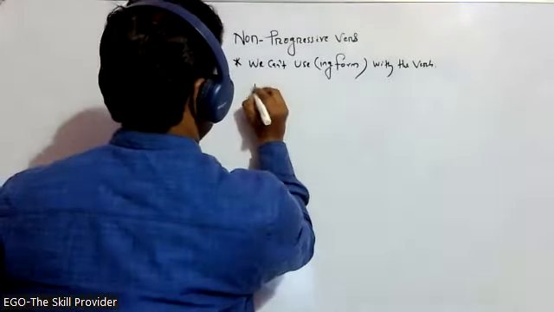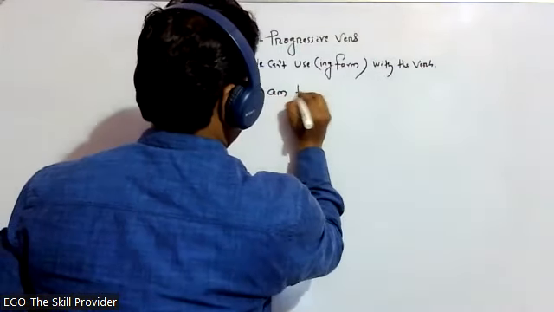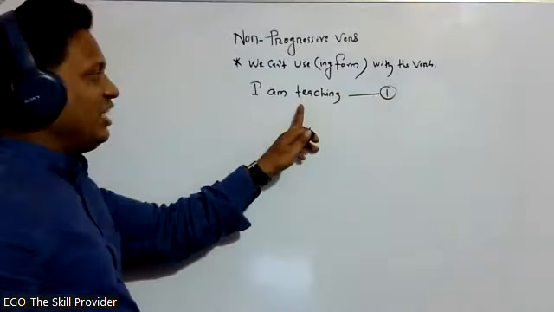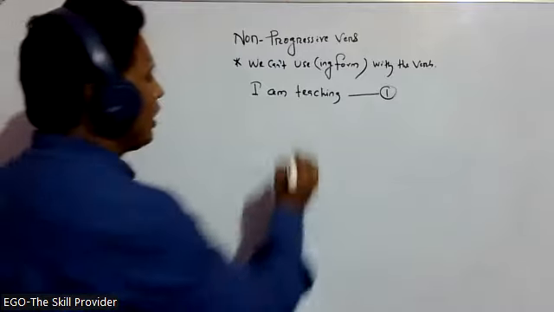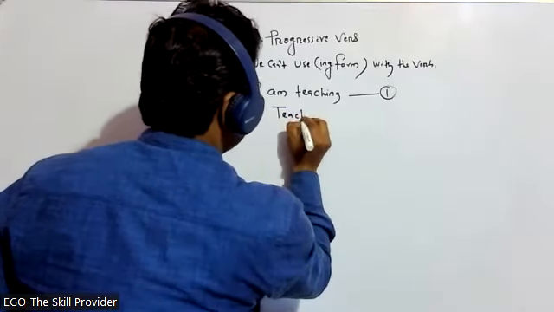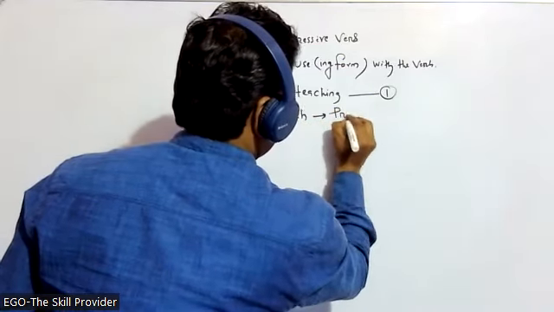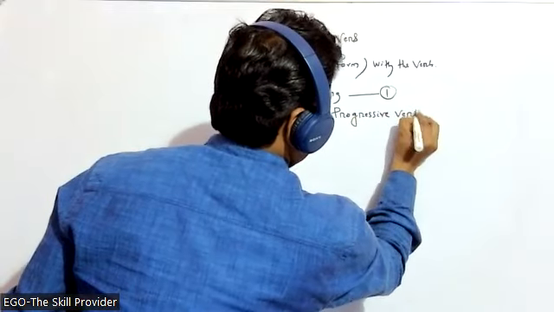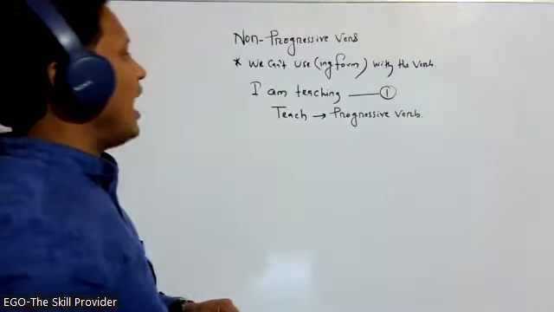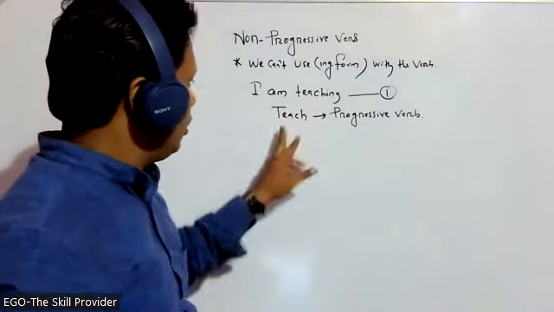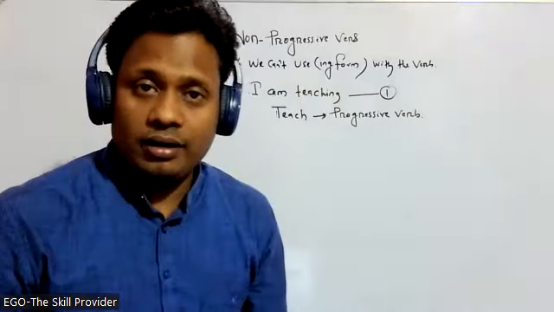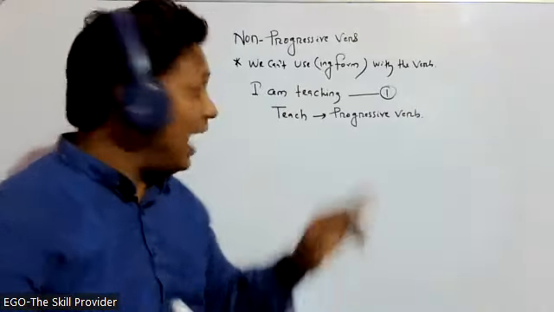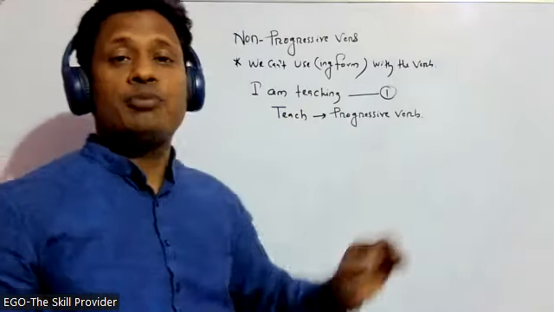Suppose, let me give an example. I am teaching. Here you can say teach and teaching. So teach is a progressive verb. That means you can use ing form. You can say I'm teaching, you are listening, I'm writing. Whenever you are trying to add ing form, that is something called a progressive verb.